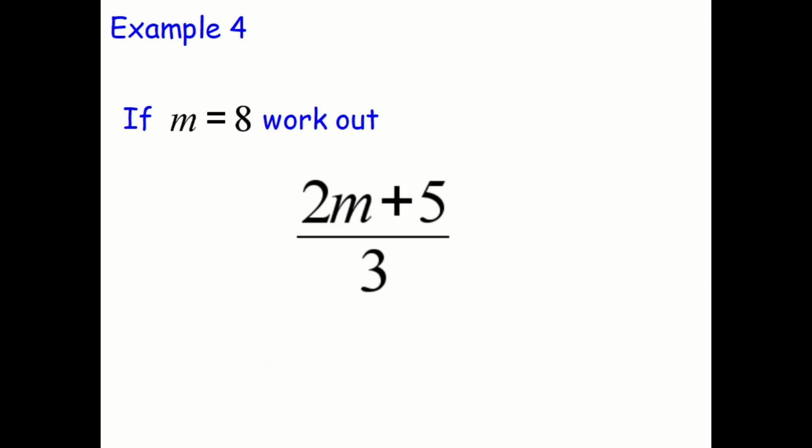Example number 4. If m equals 8, work out 2m plus 5 all over 3. So remember that this line here means divide. Okay, so I'm going to start off by doing the top line first. So 2m means 2 multiplied by m, which means 2 multiplied by 8, which is 16. Okay, so I've done that bit. I'm just going to erase that out just to give myself a bit of room. So we know that 2m is 2 multiplied by 8, and 2 multiplied by 8 is 16.